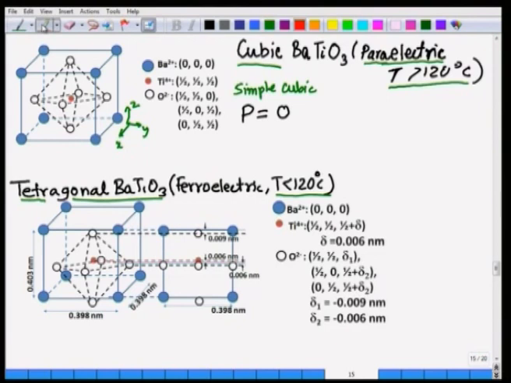What is happening is, go back here to this diagram of the simple cubic. Now, imagine that you are pulling this axis up, elongating this axis a little bit and maybe squeezing this a little bit.